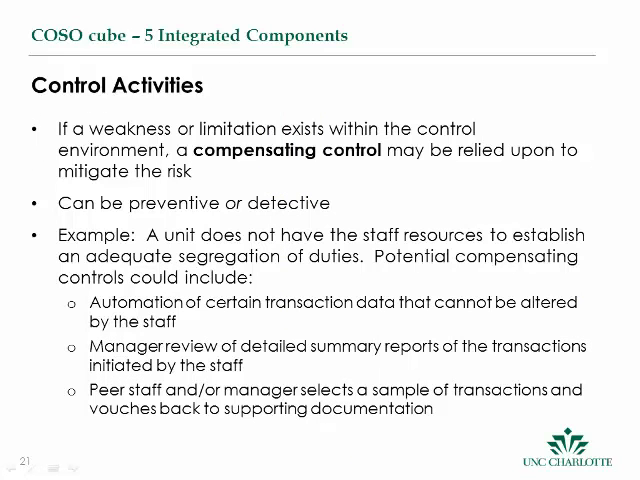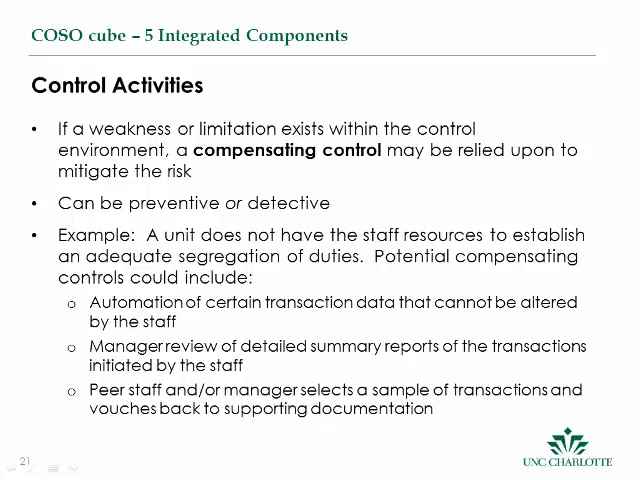There are also compensating controls, which may be relied upon to mitigate existing risks if a control activity that should otherwise be in place is not in place. Compensating controls can be either preventive or detective. One common scenario is when a department or unit does not have the staff resources to establish an adequate segregation of duties. Potential compensating controls could include automation of certain transaction data that then cannot be altered by the staff, that is, removing humans from the process altogether.